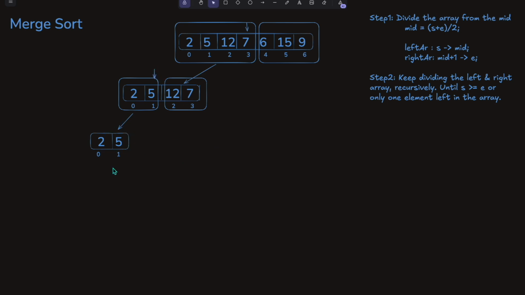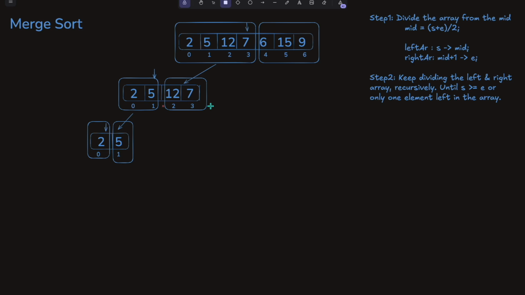Now again you need to divide this array from the mid. So again we have the mid value, 0 plus 1 divided by 2 is nothing but 0. So this is mid in this case. This is the left array and this is the right array. Now again we need to place them here.